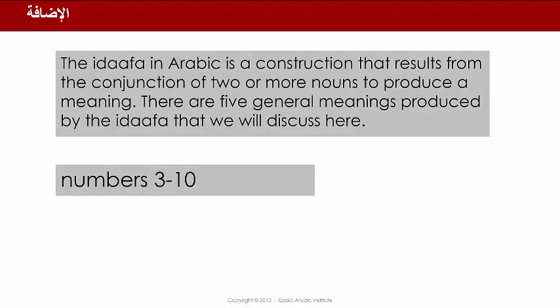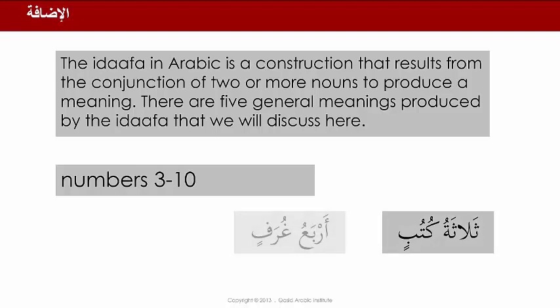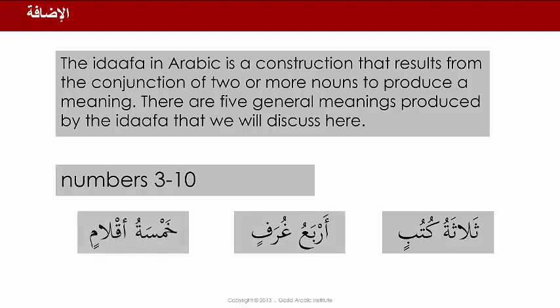We also use the Idaafa in numbers 3 through 10 when we count an object or count objects. If we say 3 of something or 4 of something or 5 up to 10, then we use the Idaafa structure. So thalathatu kutubin, 3 books. Or we say arba'u ghurafin, 4 rooms. Or we would say khamsatu aqlamin, 5 pens. So here we use the number and then the counted object.